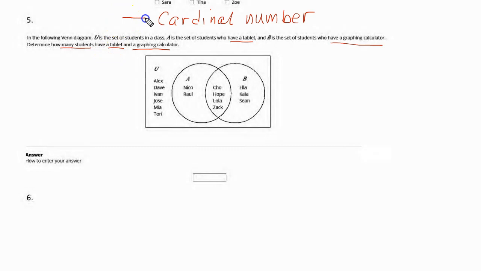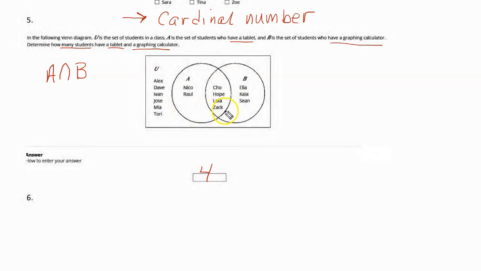Well, it's the number of individuals meeting the question that they're asking, and that's the cardinal number. So this is a numerical evaluation. But basically, we're asking for A intersecting with B. That is, they have both. And it's 1, 2, 3, 4. So your answer would be there are 4 individuals.